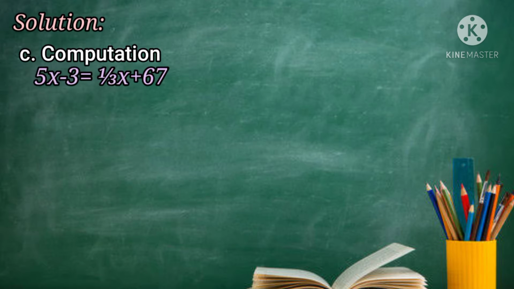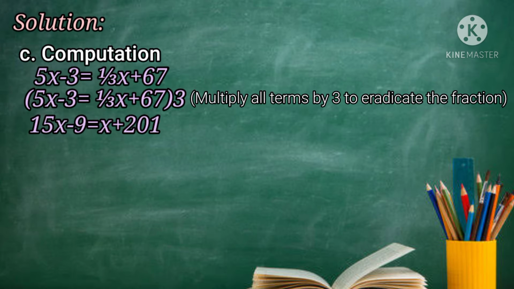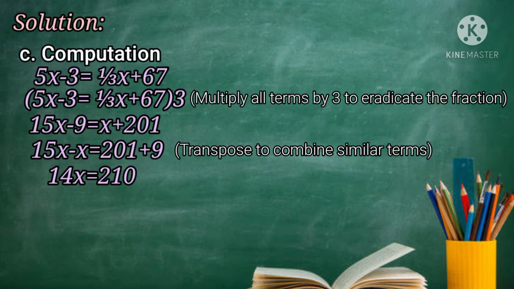Since we already have our equation, next thing to do is to solve this. So to solve this equation, we multiply first all terms by 3 to eradicate the fraction. By multiplying this, we come up with this equation: 15x minus 9 equals x plus 201. So the next thing to do is to combine similar terms by transposing x and 9 to the side in which they belong. Then, we solve this equation. We come up with 14x equals 210.